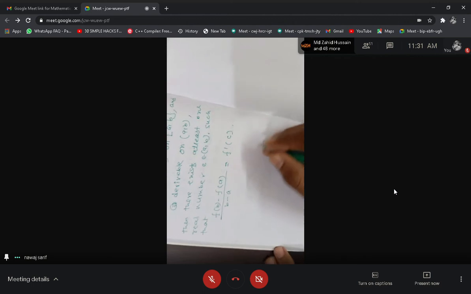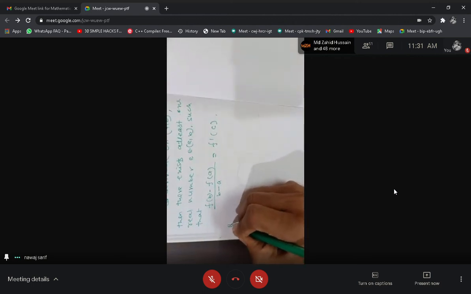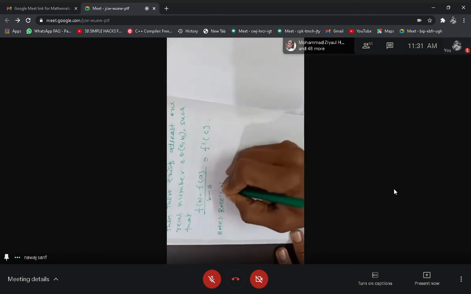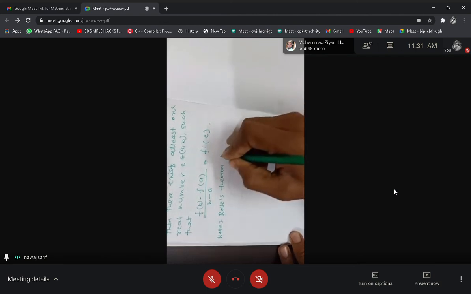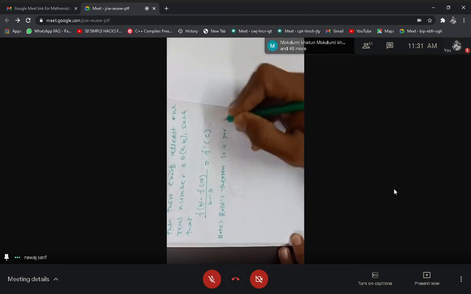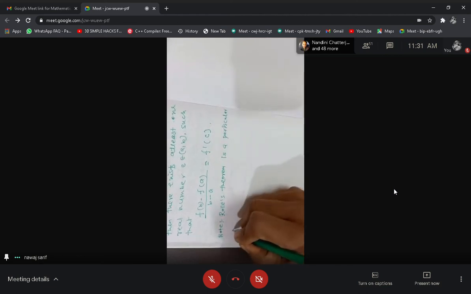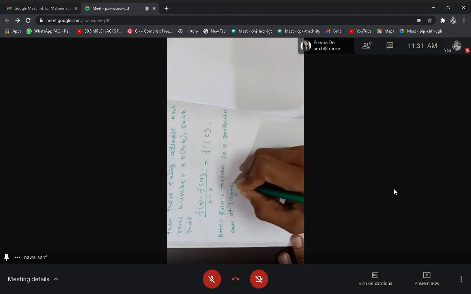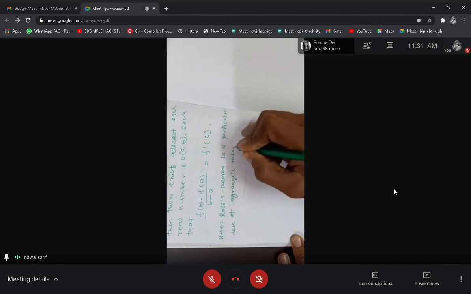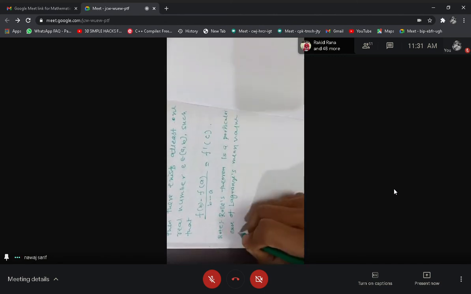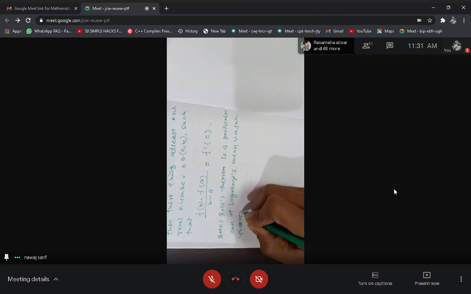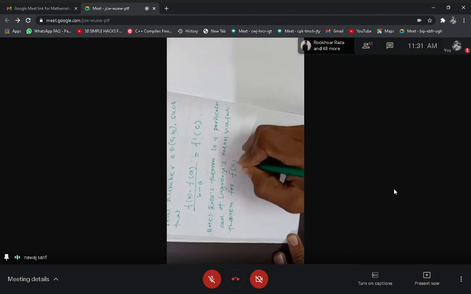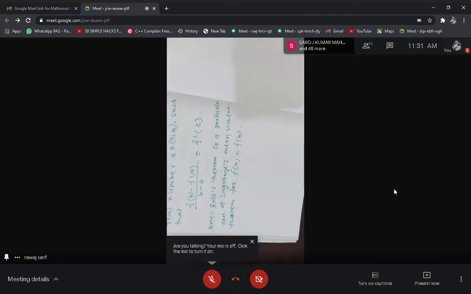Okay, so write down a note. Rolle's theorem is a particular case of Lagrange's mean value theorem for f of A equals f of B. Okay.